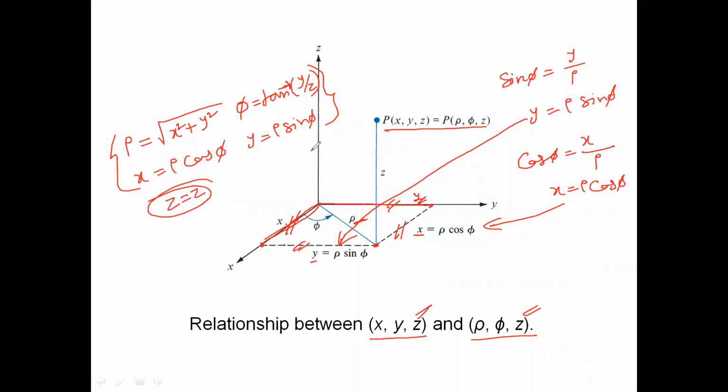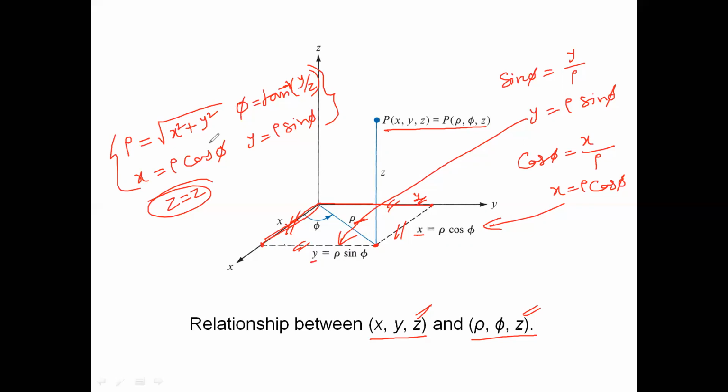Like this, you can relate both Cartesian and circular cylindrical in the exams. Based on the question, you can substitute the values of x, y, z or rho, phi, z in order to convert from one system to the other between Cartesian and circular cylindrical.